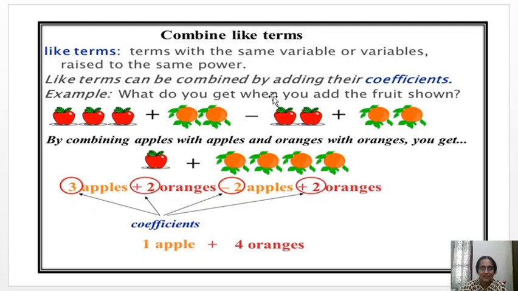3 apples. Then there is a subtraction sign with the apple here. You have to combine only apples, and you have to combine oranges with oranges. You cannot combine oranges with apples. When 3 apples are combined, you have to take away 2 apples from here. Only 1 apple is left with you. Right? 2 oranges have to combine with 2 oranges, so you will get 4 oranges. So what is the corresponding algebraic expression for this? 1a plus 4 oranges. 1 apple plus 4 oranges.